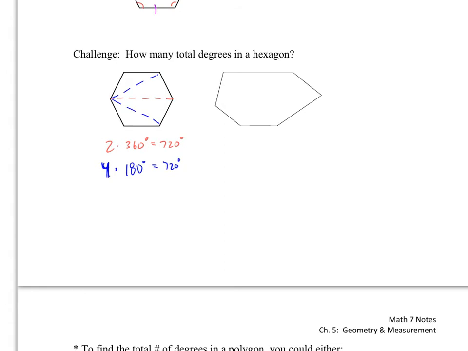So when you think about this one here, you could break this into 2 quadrilaterals, or you could break it into 4 triangles, right? So we still get our, how many degrees? 4 times 180. That line is right there.